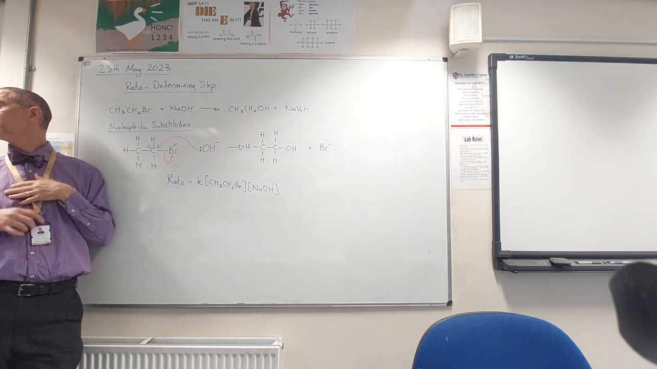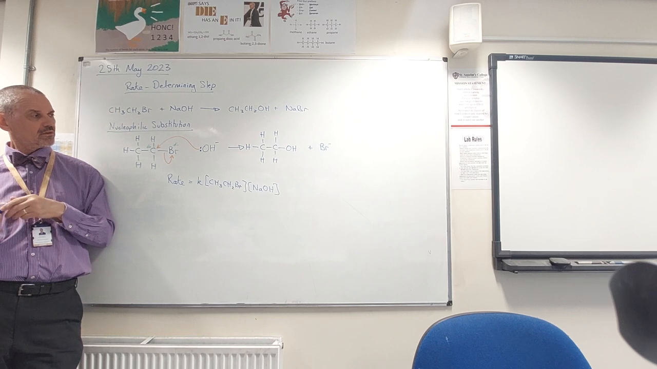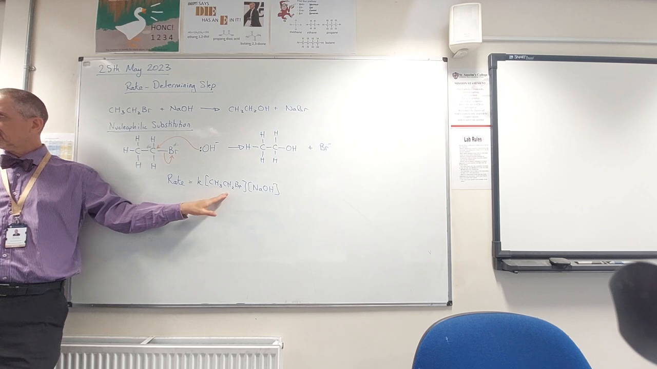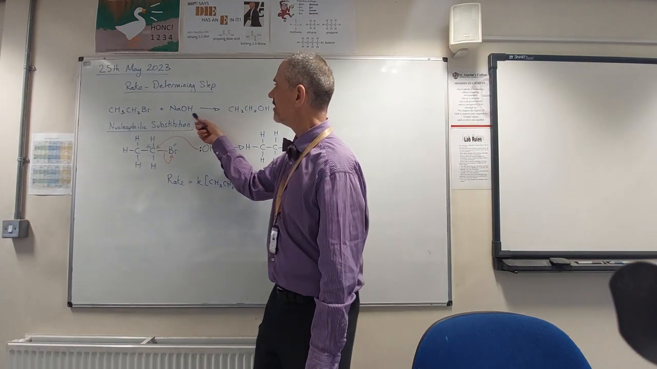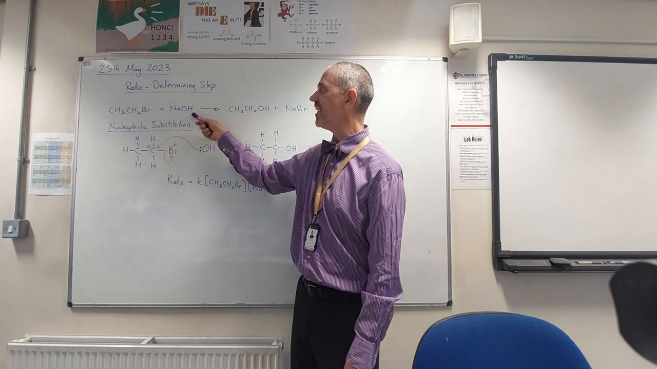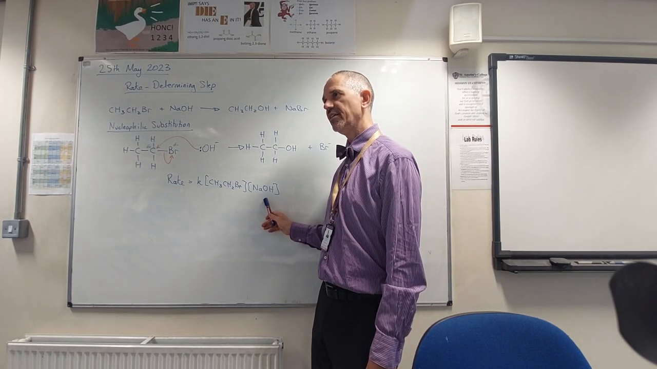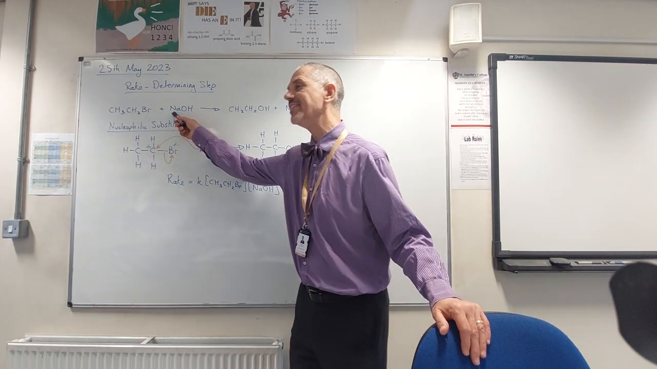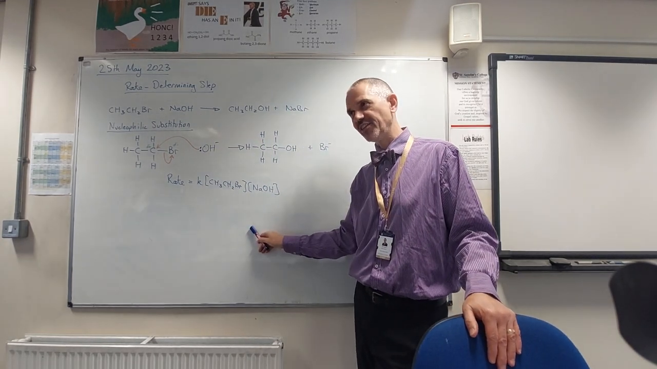Would it be concentration of CBr bonds to concentration of OH minus? No, so it's always the reactants that go into our rate equation. Usually our rate equation is related to our reaction equation. So the reactants as stated here end up in our rate equation. Yes? So if I had H plus there, I could put H plus down here. That would be fine. But use the actual equation as the guide for what to put in your rate equation.